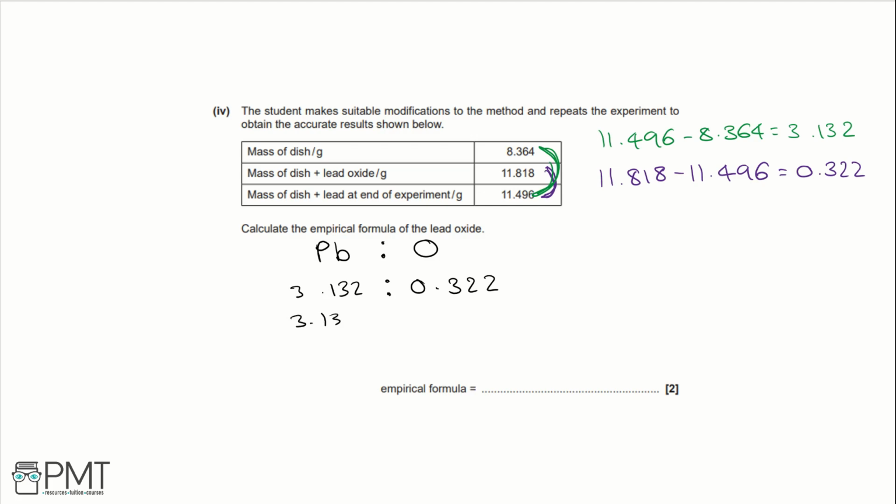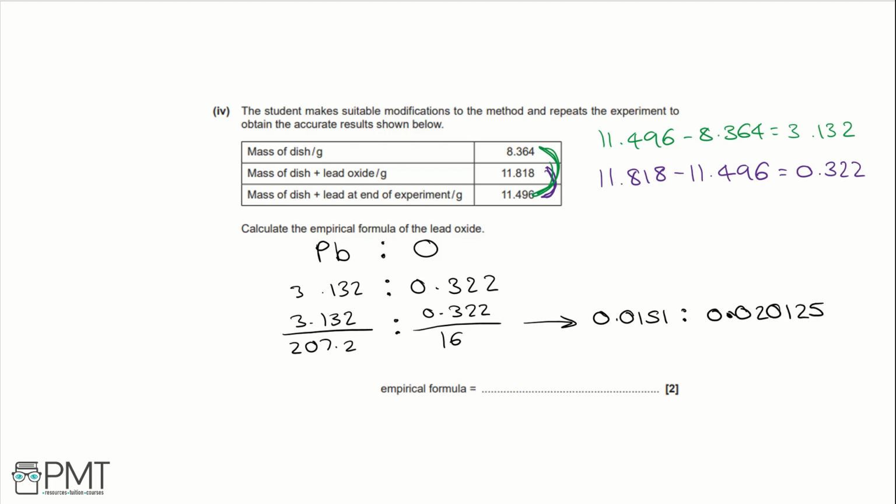So that would be 3.132 divided by 207.2. And it's in a ratio of 0.322 divided by 16. So that turns into 0.0151 to 0.020125. So that is a 3 to 4 molar ratio, and that means that the empirical formula of our oxide is Pb3O4. You get the 2 marks for this question, one for working out the ratio and the second mark for working out the empirical formula correctly. Those 2 things gets you the 2 marks for this question.